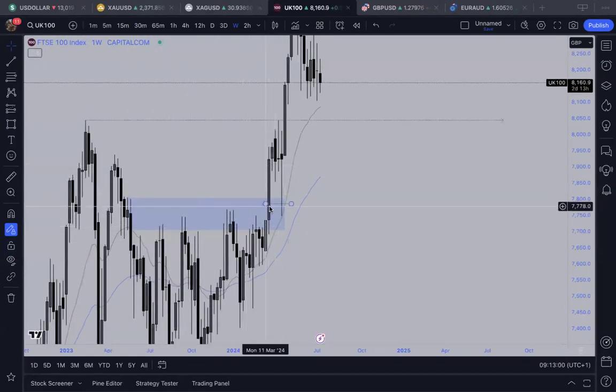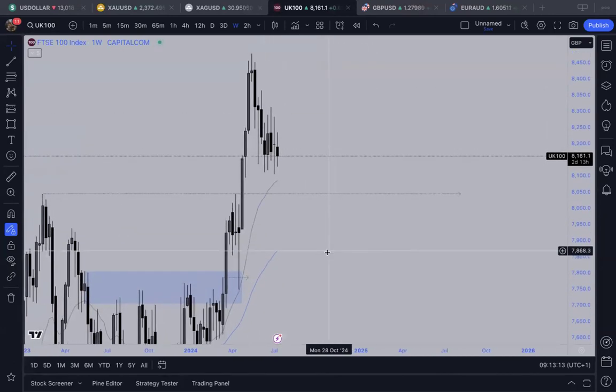We broke it, we came down, we tested, we filled the imbalance, and we liquidated people. So that's three things the banks have done all in one move. They've mitigated out positions, they've closed imbalance, and they've liquidated the people out of the market. So again, we want to be looking for something similar.